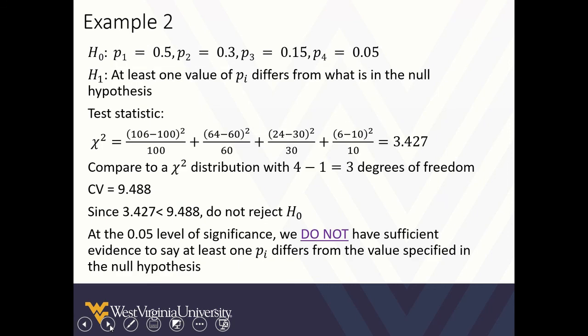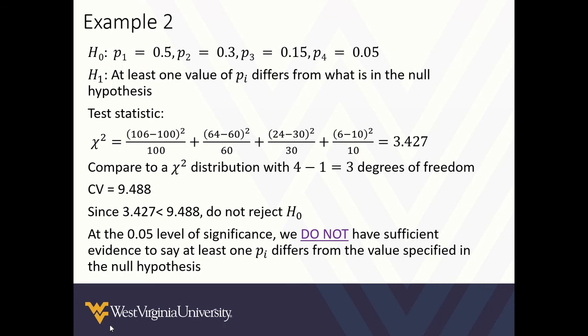So to look at this formally, we've established our null hypothesis to be P1 equals 0.5, P2 equals 0.3, P3 equal to 0.15, and P4 equal to 0.05. And our alternative hypothesis is that at least one value of Pi differs from what is in the null hypothesis. Our test statistic would be chi-squared equal to 3.427, and we compare this to a chi-square distribution with 4 minus 1 equals 3 degrees of freedom, and a calculated critical value of 9.488.